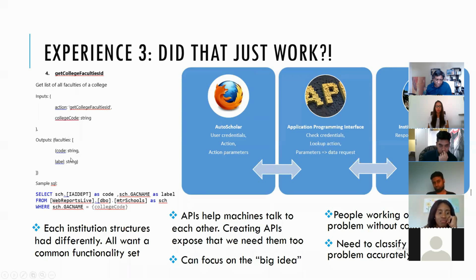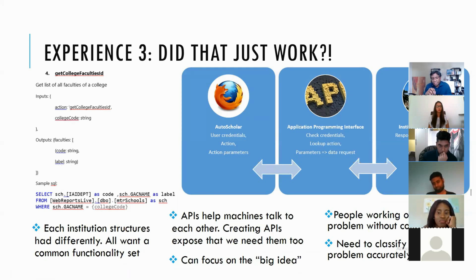I wrote the specification for that. And here you can see it's telling you that when the AutoScholar asks for this particular data about the names of faculties, it will send a request called get college faculties ID. And it's going to send you a college code as well. And then you have to reply. So this is talking to the institution. You have to reply with an array of faculties with two attributes, a code and a label.